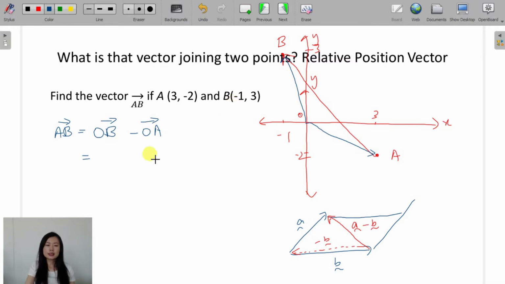So I'll do it in component form, right? So minus I plus 3j, minus 3I minus 2j. Now you can obviously work in any of the other forms. I just want to keep the algebra simple.